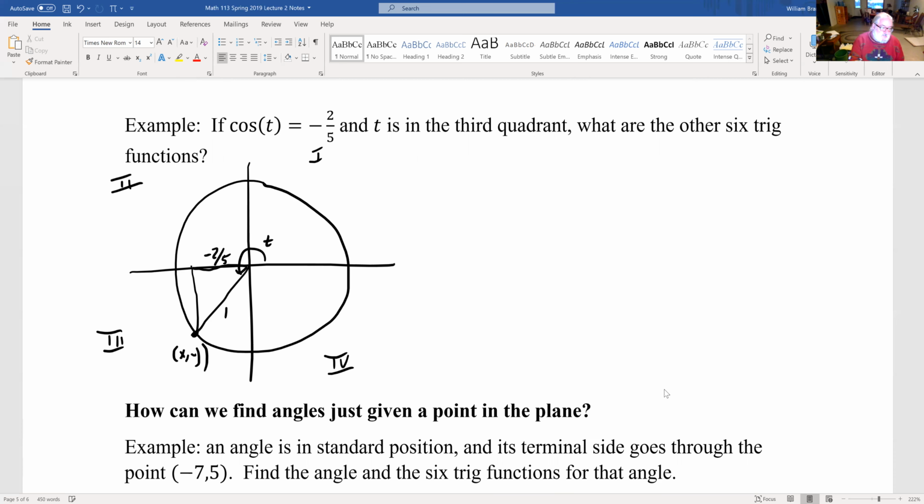Well, again, we don't actually have a nice reference triangle here because it's not 45, 45, 90 or 30, 60, 90, but we can use Pythagoras again.